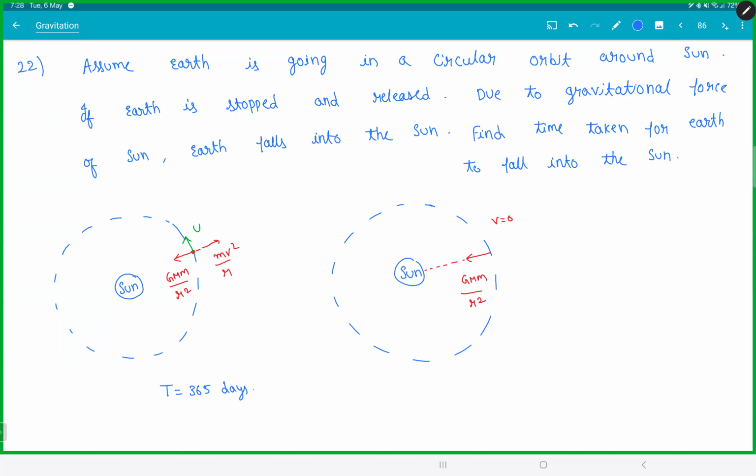Now, there's a way to do this without any calculus or anything. You can just use Kepler's third law and finish it off. Let's just listen to this. It's not tough once you know what to do. The thing is to get an idea.